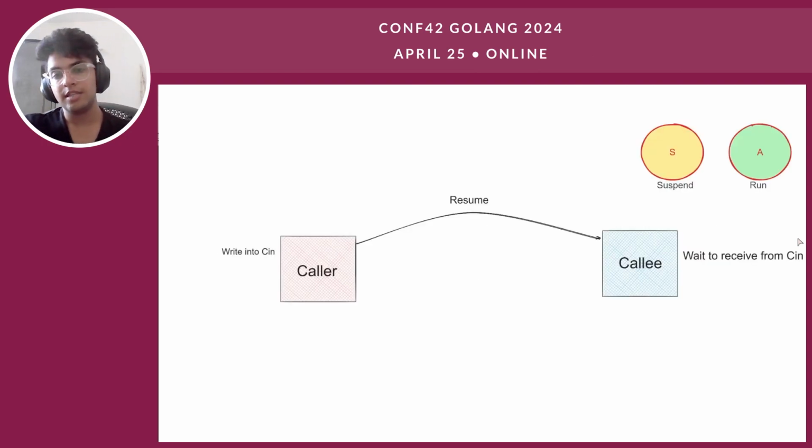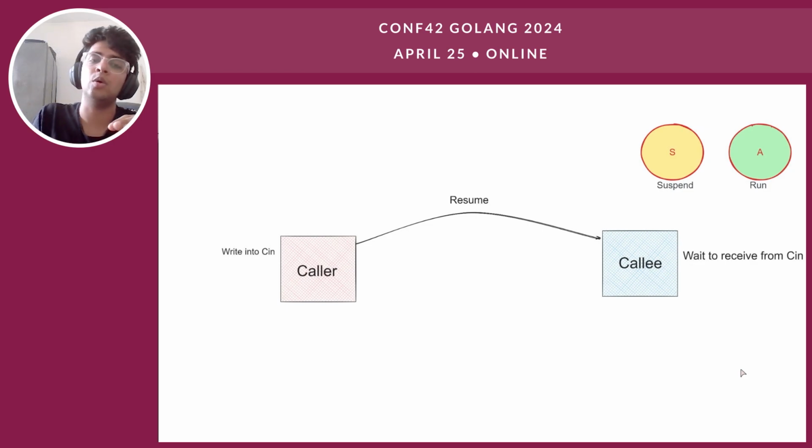In this case, you have a caller and the callee, and right now we're looking at the suspend and run scenario. So now this can be two Go routines that are connected by a channel. Your coroutine, which is your callee, could be waiting to receive from C in. Let's call the first channel C in. If your caller or your subroutine wants to resume your coroutine or your callee, all it needs to do is write into C in. As soon as it writes into C in, your callee starts running.